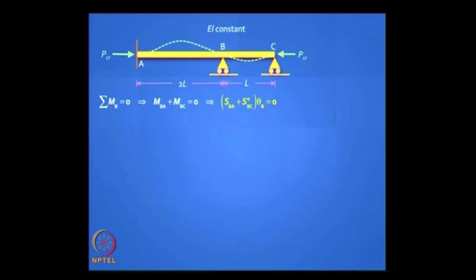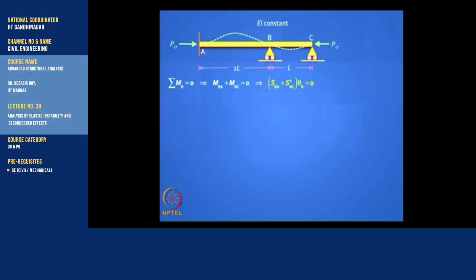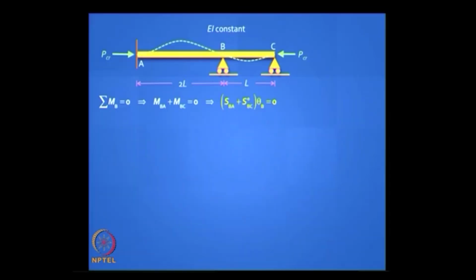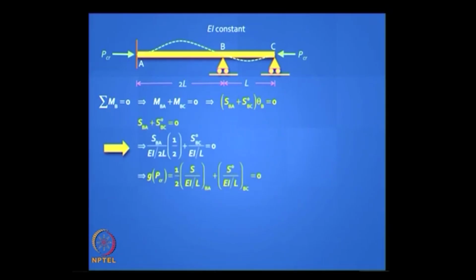So is this okay, the equation that I have written? MBA is SBA into theta B, there is no loading on that beam except for axial load P, and MBC is S naught BC into theta B, and the total moment must add up to 0, that is equilibrium. Now you have to write SBA and SBC in terms of P critical or mu L. You have to do it in a clever way. Somehow you have to bring in mu into the picture.